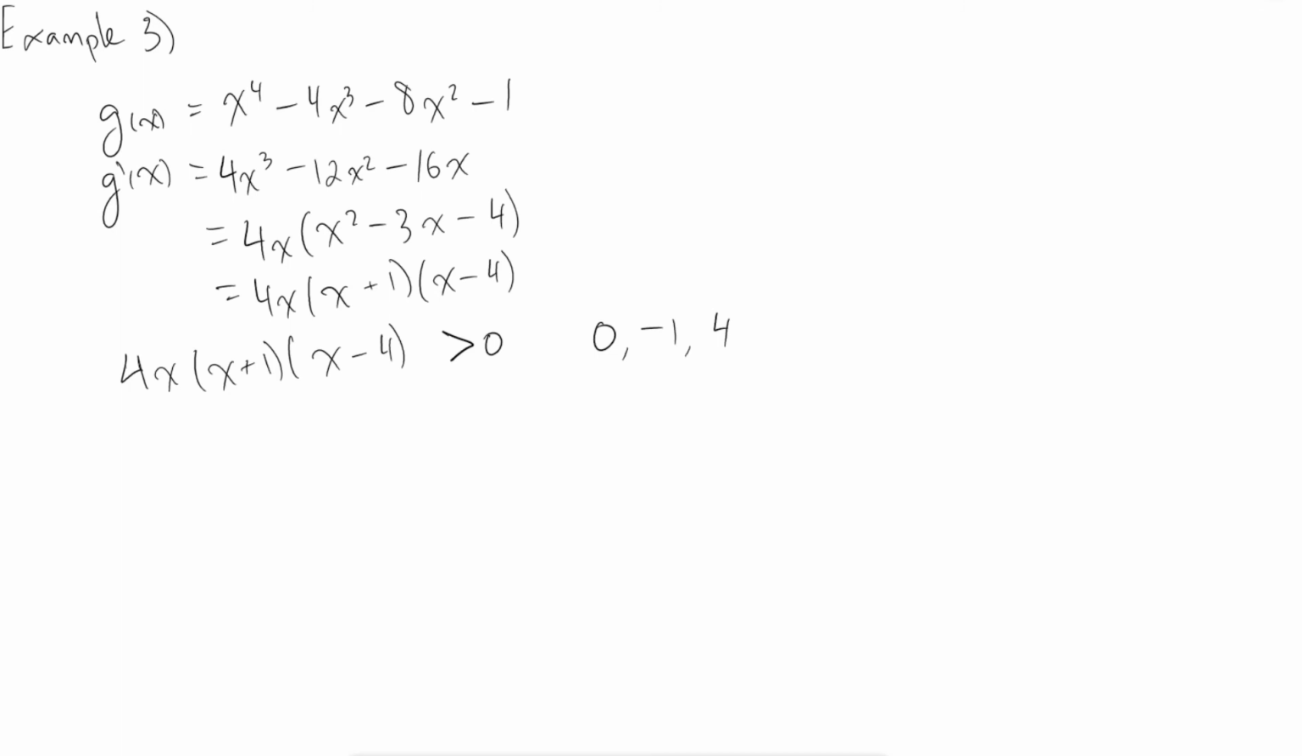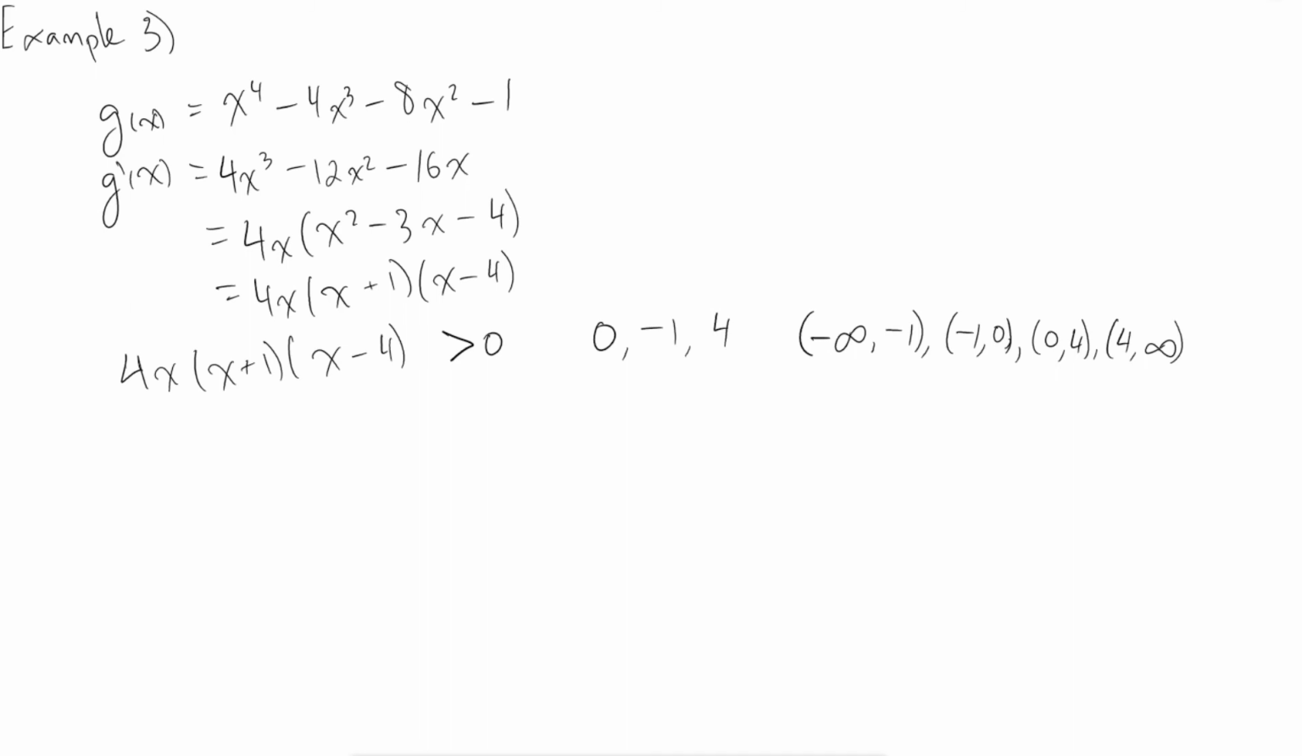Which one is my least value? Negative 1. So my first interval goes from negative infinity to negative 1. My next interval is going to go from negative 1 to 0. My third interval is going to go from 0 to 4. And my fourth interval is going to go from 4 to infinity.